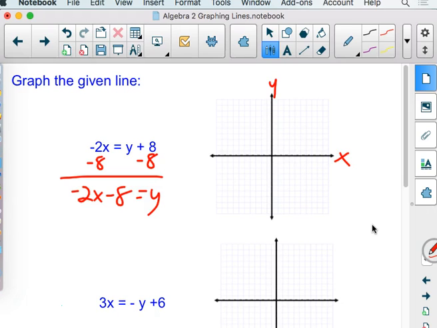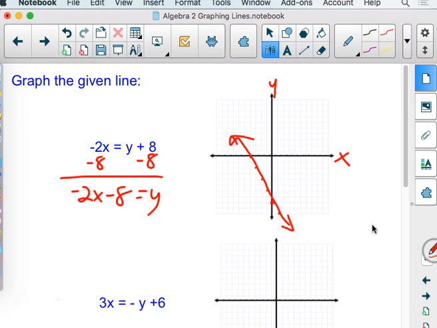-8, so go down 8. Then what? Down 2 and over 1, and I realize that's getting a little too close, so I could go left 1 and up 2 a couple of times. Give myself something to aim at, so that it's not such a horrible crooked line. Right? So use this little forwards and backwards.